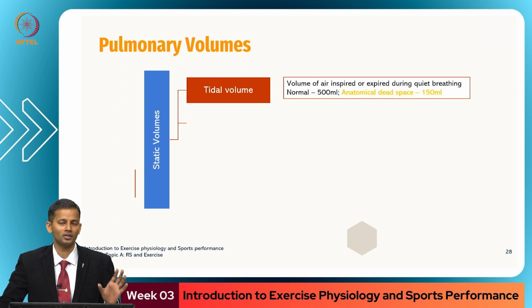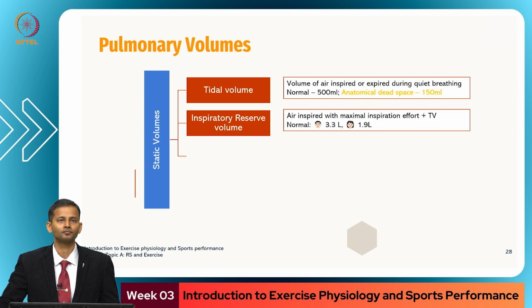And if you remember, we discussed the anatomical dead space in part 1, wherein the conductive passage up to a generation of 16, the conductive zone, has no exchange of gas, and hence is anatomically dead space for the actual gaseous exchange, and that constitutes about 150 ml.